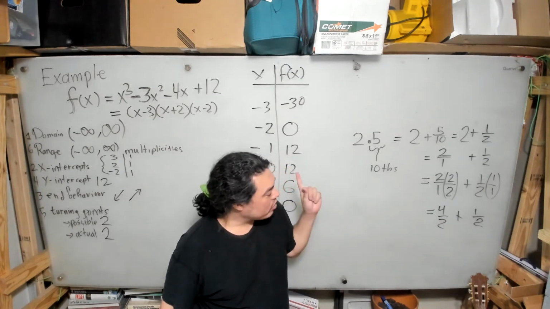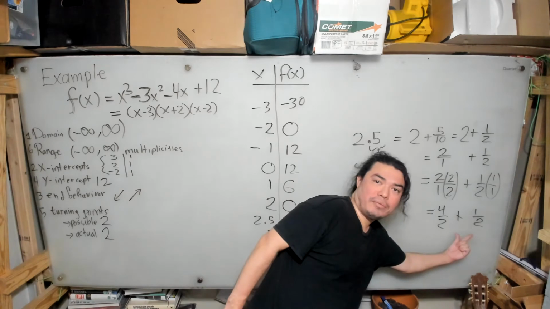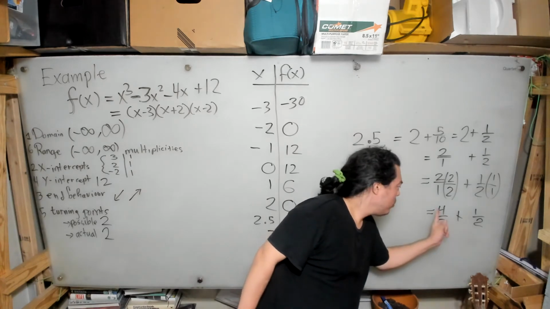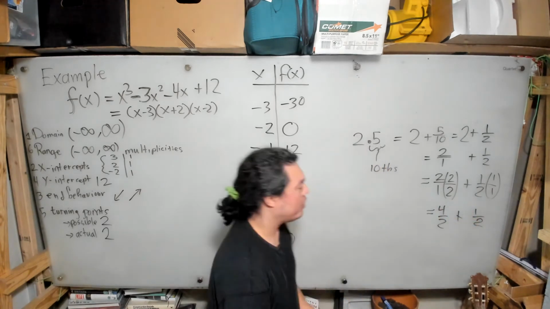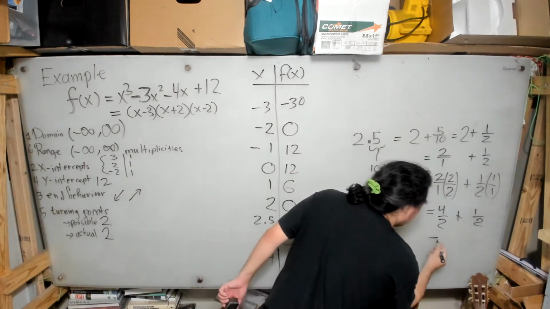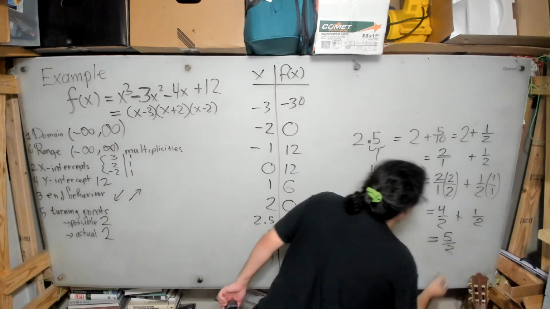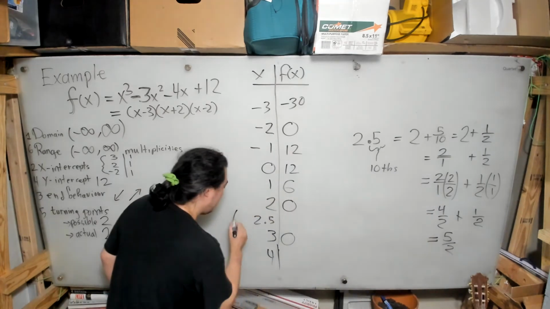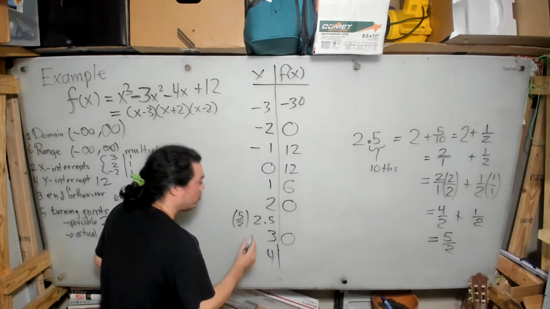But the key thing here now is that because there are two fractions with the same denominator, I can combine them. What's 4 plus 1? 5. So when I add two fractions with the same denominator, I add the numerators and keep the denominator. So this is 5 over 2. Right? So I'm going to think of 2.5 as 5 over 2 when I do the calculation.